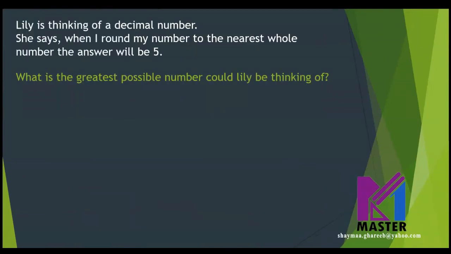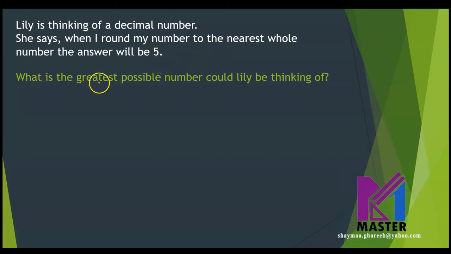And now the last question. Lily is thinking of a decimal number. She says, when I round my number to the nearest whole number, the answer will be 5. What is the greatest possible number Lily could be thinking of? Let's think of this question together. I want a decimal number. It could be a 1 decimal place number or a 2 decimal place number or more. When I round it to the nearest whole number, it will give me 5.